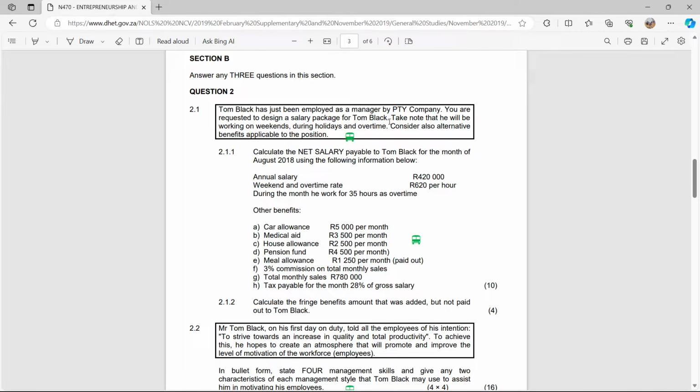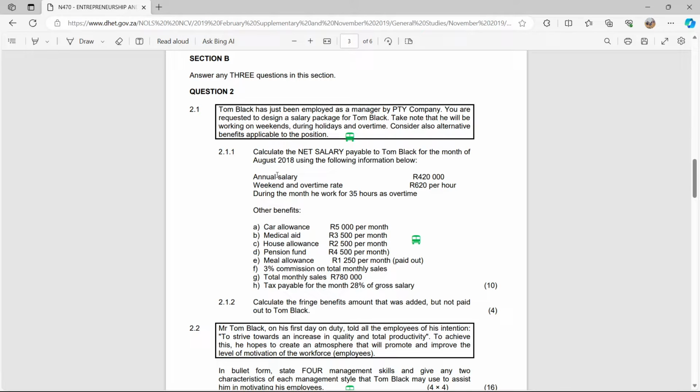So one of the things that you would typically do when you're drafting a salary package is explain how each and every amount that is going to be paid to the employee will be calculated. For an example, you will be expected to calculate the net salary, you will be expected to calculate the gross, you will be expected to calculate benefits, all those stuff, right? So let's have a look at the information that we are given, because obviously you will be given this information to work with, right? So it says here, calculate the net salary payable to Tom Black for the month of August 2018 using the following information below, right?